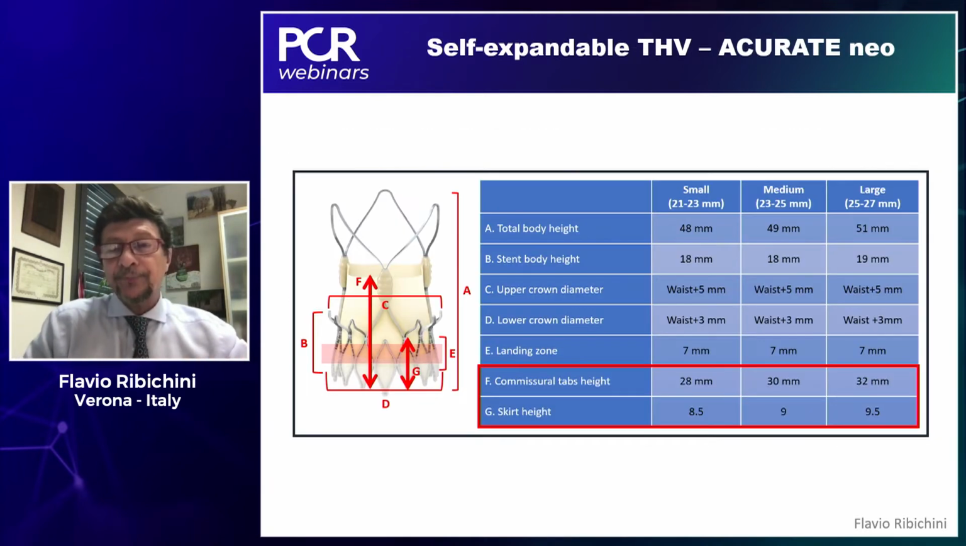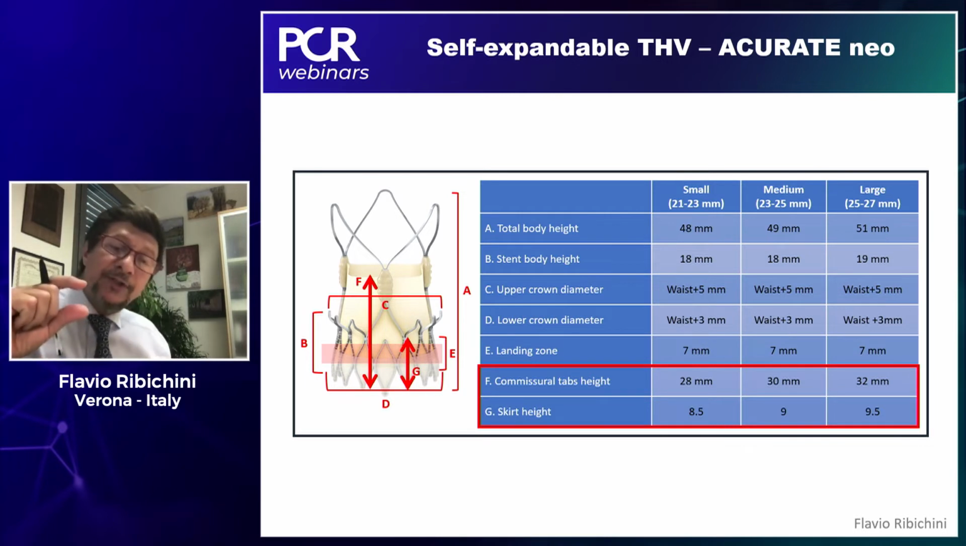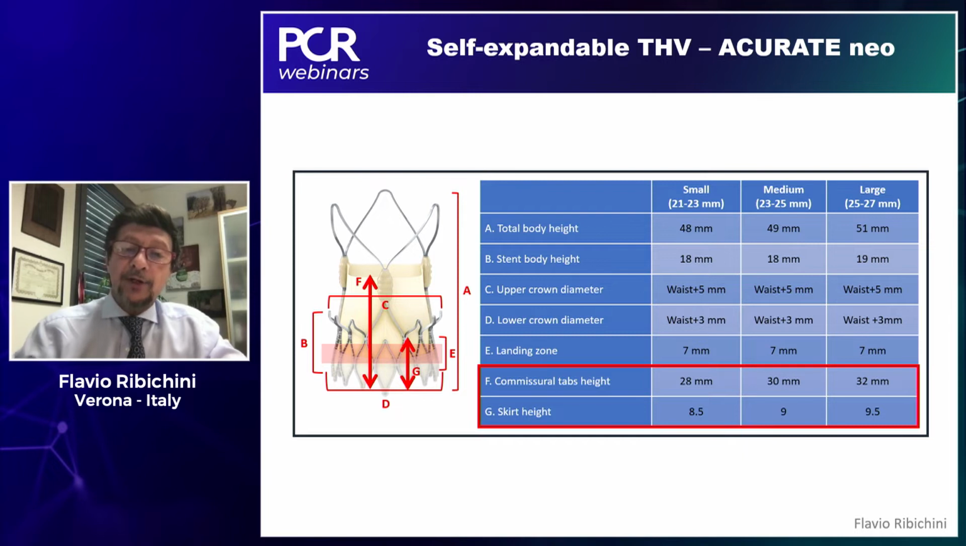Next one. And in the next one, we see the Acurate neo. This is, again, self-expandable with, as you can see, a much shorter quantity of tissue in the skirt. And because of the different system of valve deployment, you see the hooks for anchoring in the distal part, which are very short. There is a large opening of the struts in the upper part. So this is quite a very easy and straightforward valve to re-engage the coronaries.